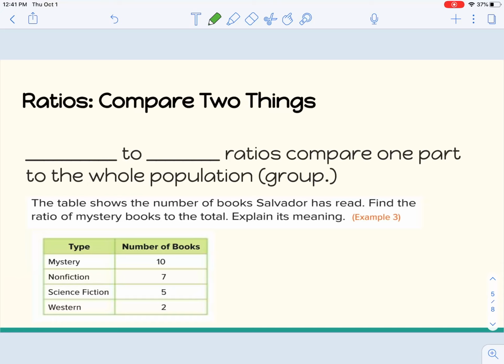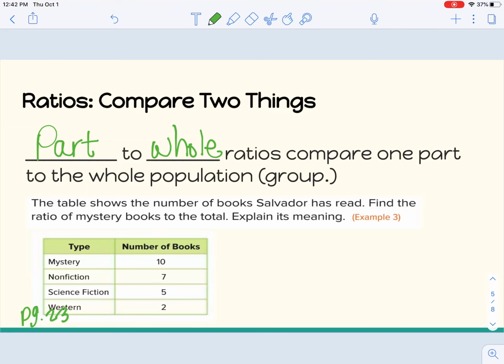So the last 2 examples we looked at were part-to-part ratios. They were comparing one part to another part. The other type of ratio is a part to whole. Part-to-whole ratios compare one part to the whole population or the whole group. This example is also on page 23 of your book. It's number 4, I believe. Yes.